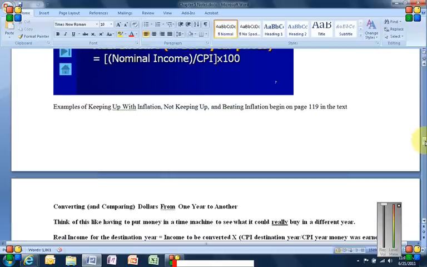So if you want to see some actual examples of calculations, these are in your book, starting on page 119. Three different cases: one, keeping up with inflation; another, where the person is not keeping up with inflation; and then beating inflation, outpacing inflation. You need to be able to do all of those calculations. You need to memorize the formulas and be able to use them in certain situations.